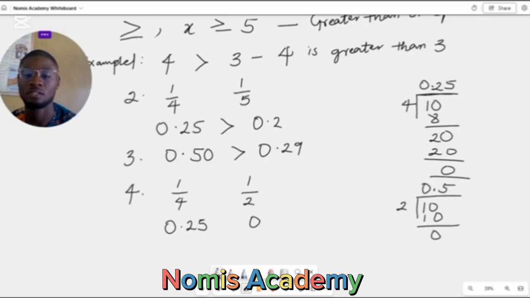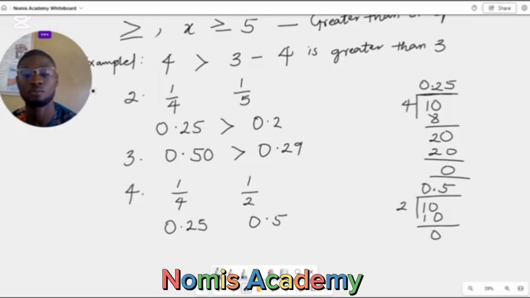Now that I have 0.5, what sign do I put there? That means 0.25 is less than 0.5. Remember, you read from the left hand side. So I have 0 before the decimal point. Now I have 2 here and I have 5 here.